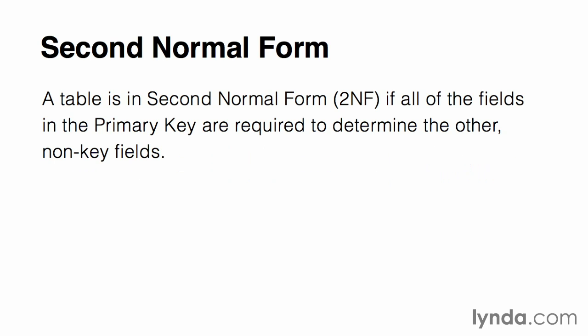If you're using a composite primary key, that is to say a primary key that requires two or more fields in conjunction to uniquely identify a record, then we have a little more work to do here. A table is in second normal form if all of the fields in the primary key are required to determine the other non-key fields. Here's an example.